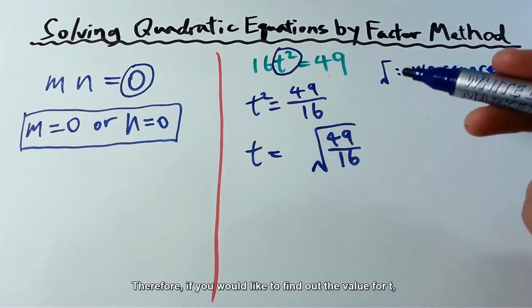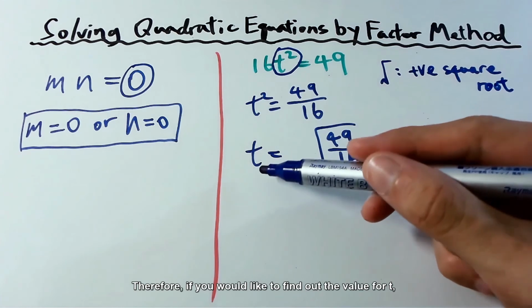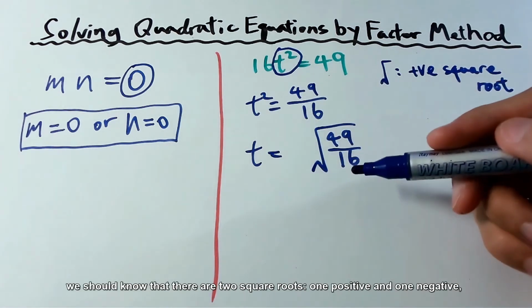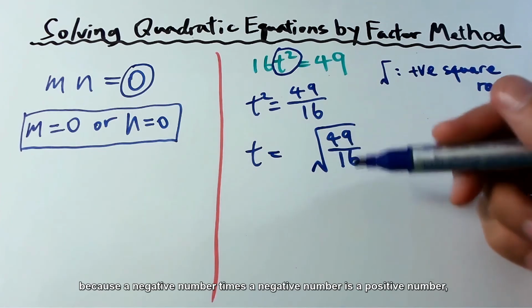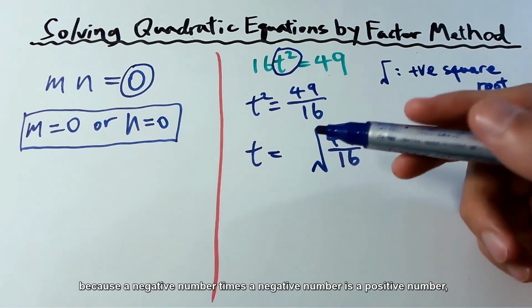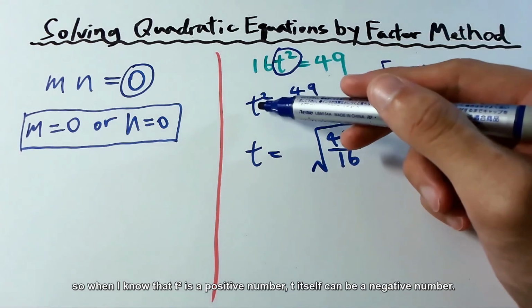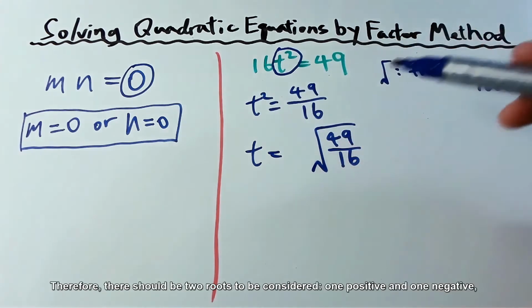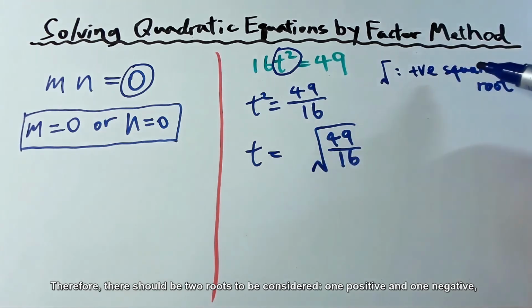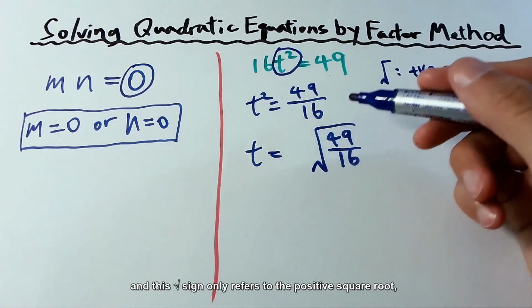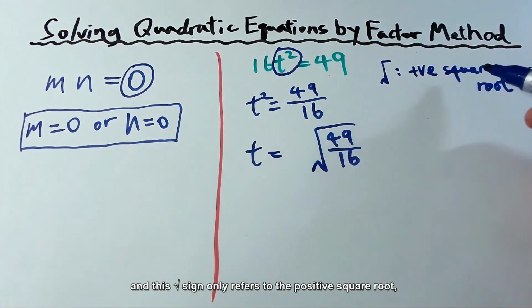Therefore, if you would like to find out the value for t, we should know that there are two square roots, one positive and one negative, because a negative number times a negative number is a positive number. So when I know that t squared is a positive number, t itself can be a negative number. And therefore, there should be two roots to be considered, one positive and one negative, and this root sign only refers to the positive square root.